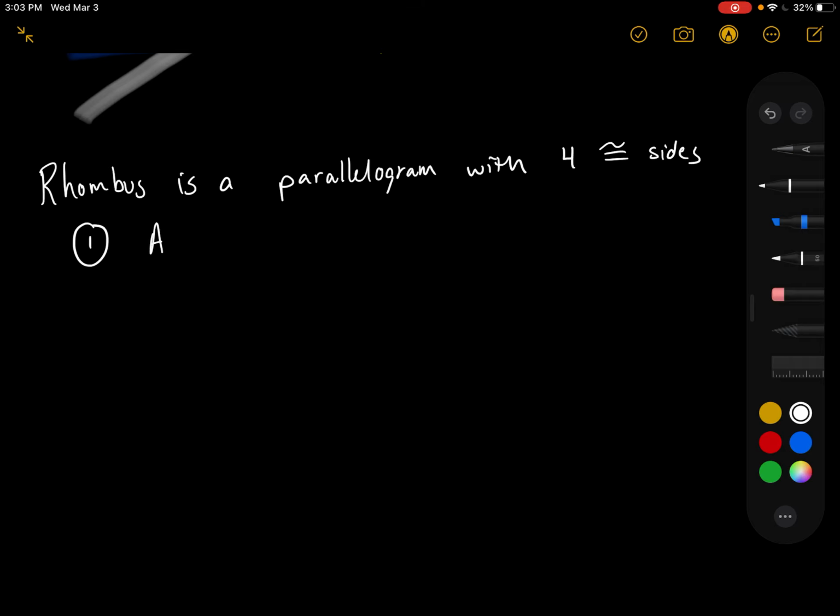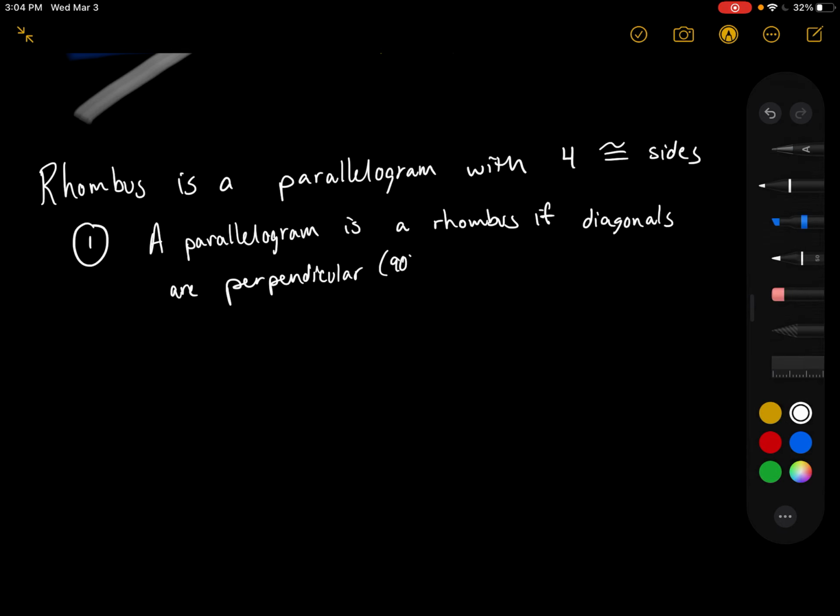So a couple of properties here that we can identify based off of this. A parallelogram is a rhombus if its diagonals are perpendicular or intersect at a 90-degree angle. So that's one way that we can prove it.